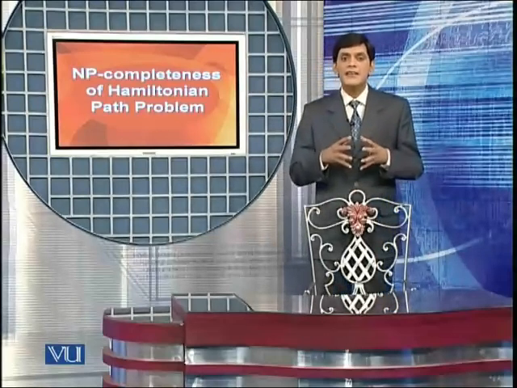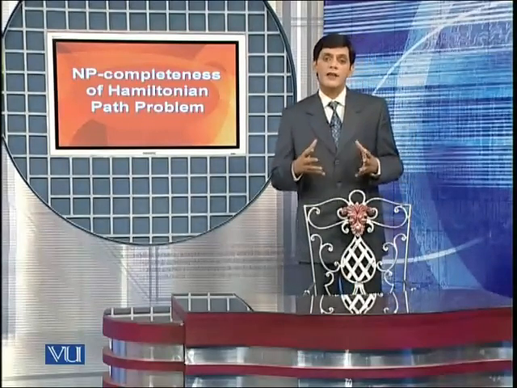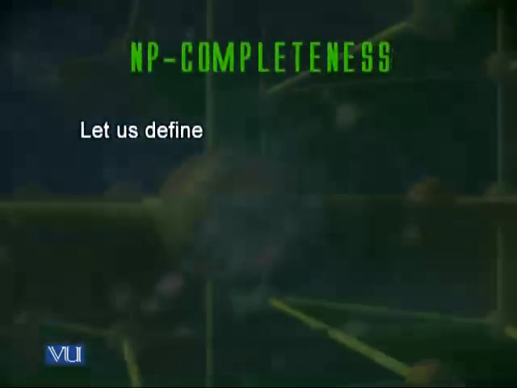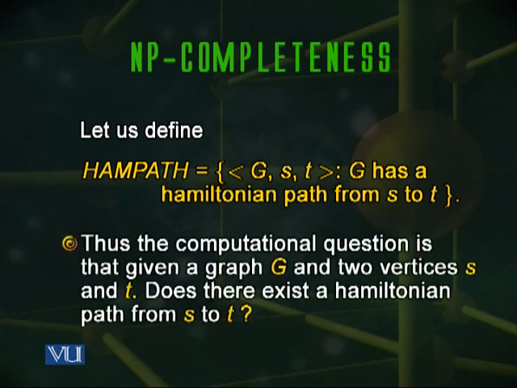Let us now take this problem and define a language from it. As we do in the theory of NP completeness, what we want to do is convert this into a yes-no question. So let us define Ham path to be the set of all graphs and pairs of vertices S and T. Actually, it's the set of encodings of all graphs and pairs of vertices S and T such that G has a Hamiltonian path from the vertex S to the vertex T. Thus, the computational question is: given a graph G and two vertices S and T, does there exist a Hamiltonian path from the vertex S to T?